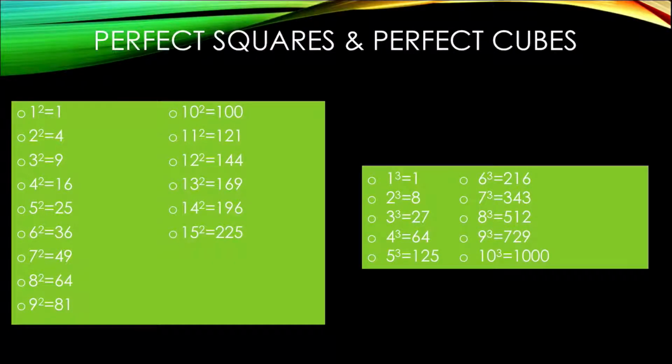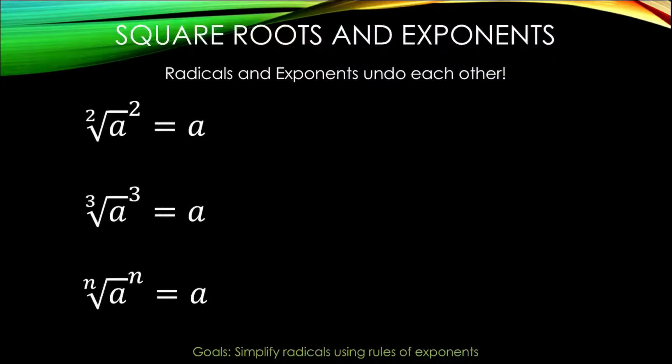All right. Here's just a quick list of perfect squares and perfect cubes. These are ones that are pretty common that show up. They're the first 15 perfect squares and the first 10 perfect cubes. Sometimes they can help us simplify a little bit faster. Take a minute to write them down, pause the video, go back to the PowerPoint, jot them down.